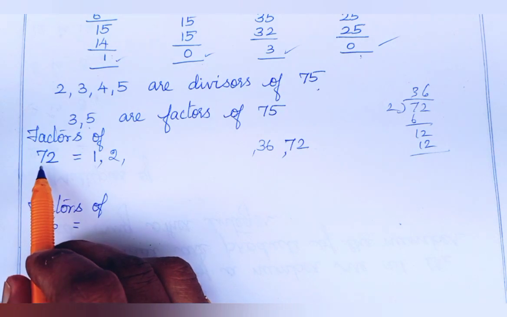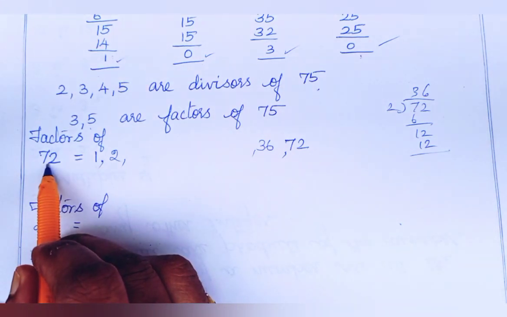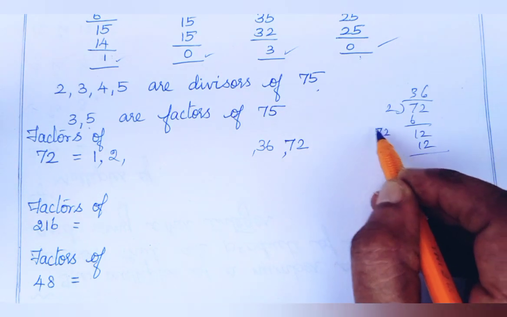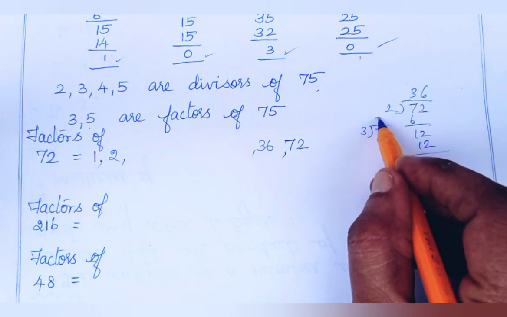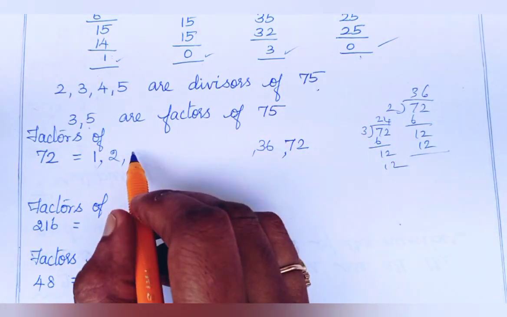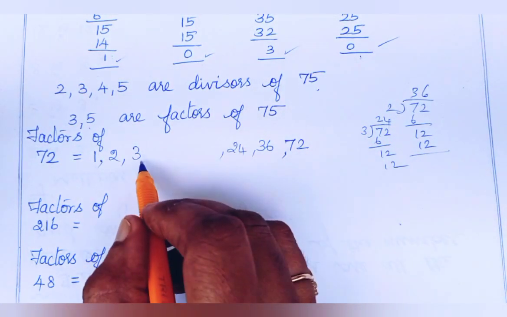Coming to the next, 3, the divisibility rule of 3 is to be checked. So 7 plus 2 is 9. The sum of the digits is 9 which is divisible by 3. So this 72 will be divisible by 3. So 72 divided by 3: 3 2s are 6, remainder 1, 3 4s are 12, and you know 3 24 times it is 72.